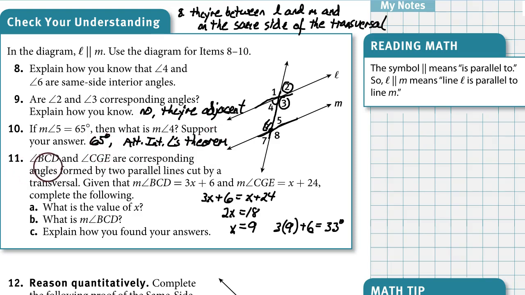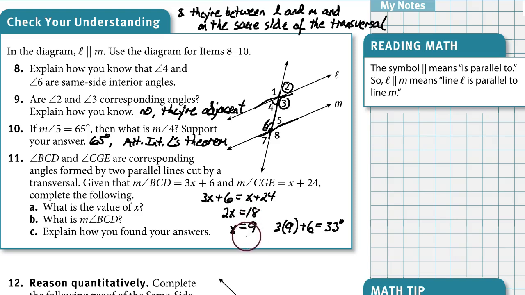Next, number 11. We're told that we have two angles that are corresponding angles. Because they are corresponding angles, they are congruent. And that's how I can make an equation. I say that they're equal to each other. Subtract x from both sides, subtract 6 from both sides, we get 2x equals 18.